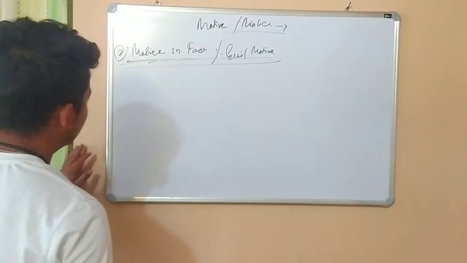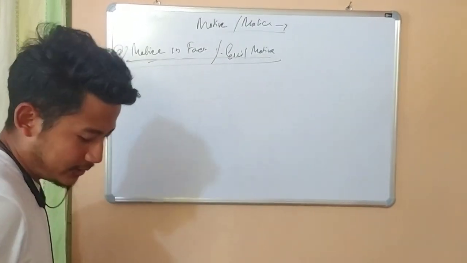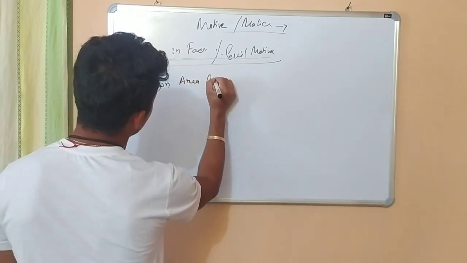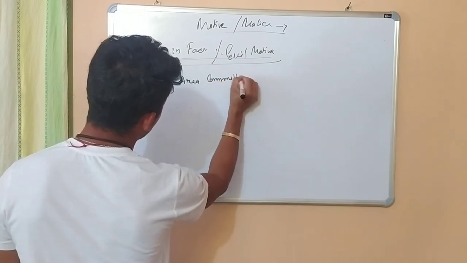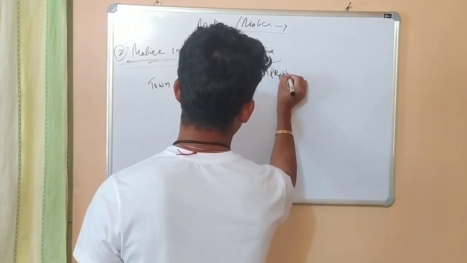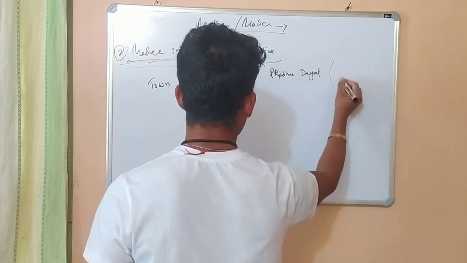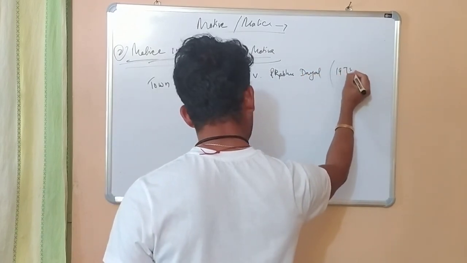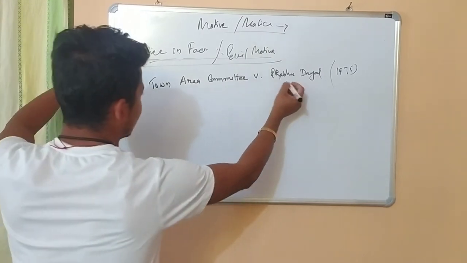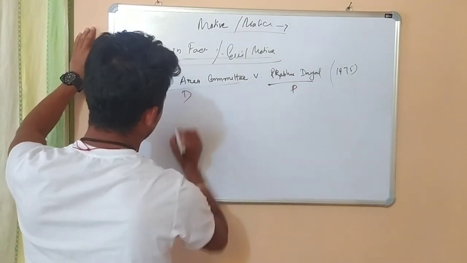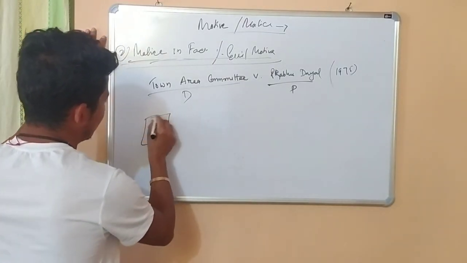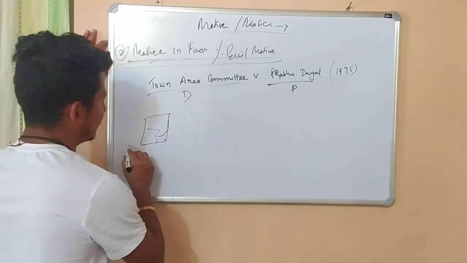Another important case, that is an Indian case, Town Area Committee. In this case, what happened? There was Prabhudayal, who is the plaintiff here, and the Town Area Committee is the defendant. In this case, what happened? Prabhudayal has constructed a building, and the construction of the building was illegal.